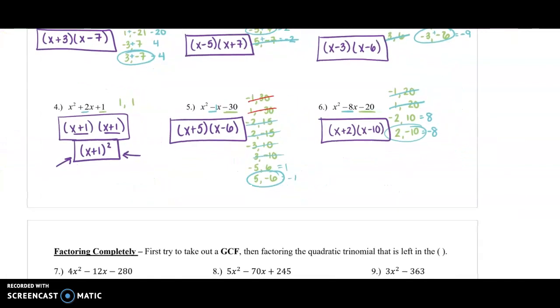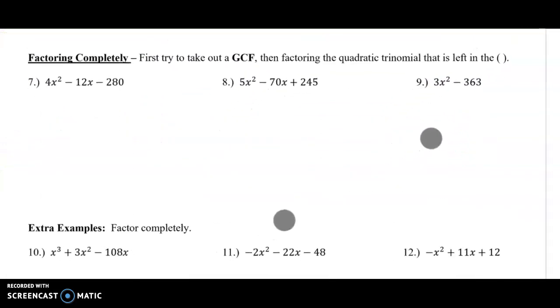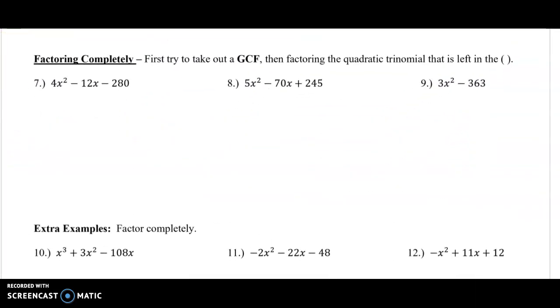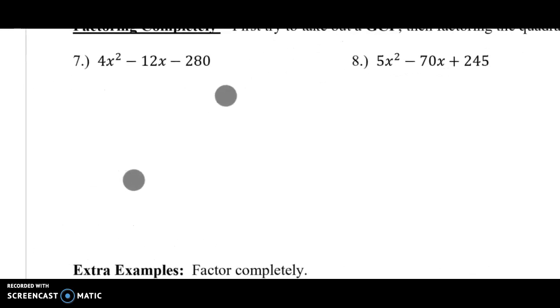Okay, so now we're going to work on factoring completely. The first thing we're going to do is try to see if there's a GCF we can take out. Once we do that, we're going to factor the quadratic trinomial that we have left inside the parentheses. So let's start with number 7. The largest GCF that can come out of here is 4. I can take a 4 out. I'm left with x squared minus 3x minus 70.